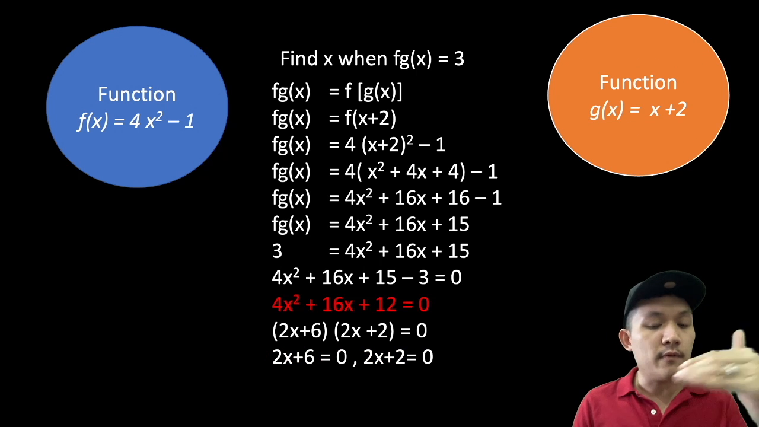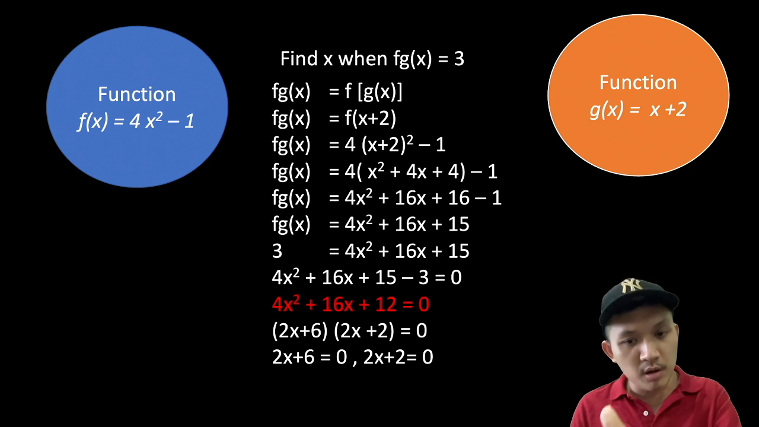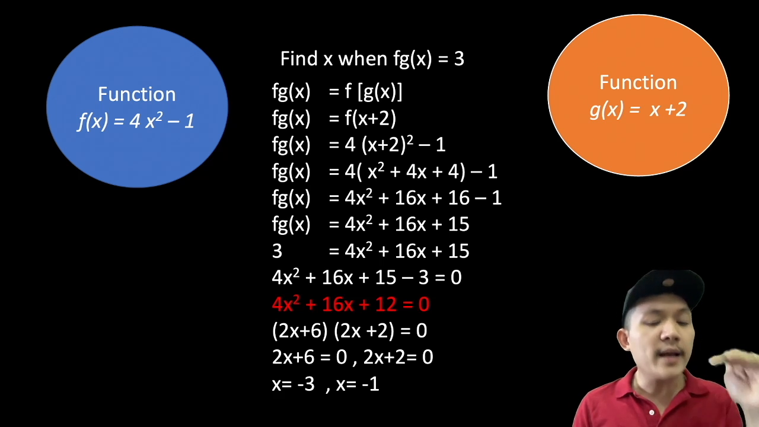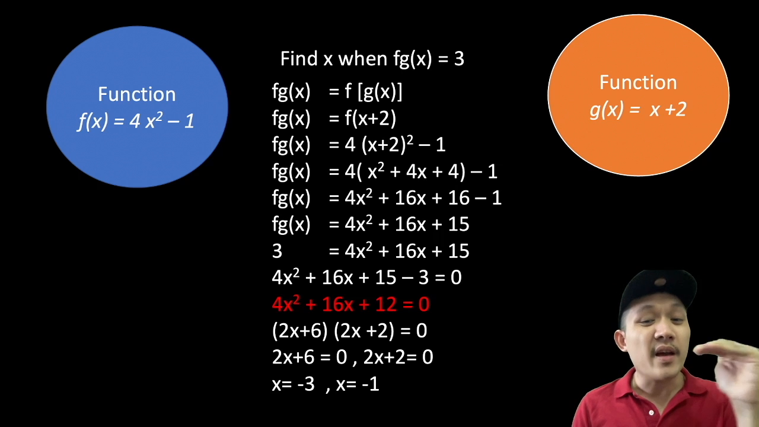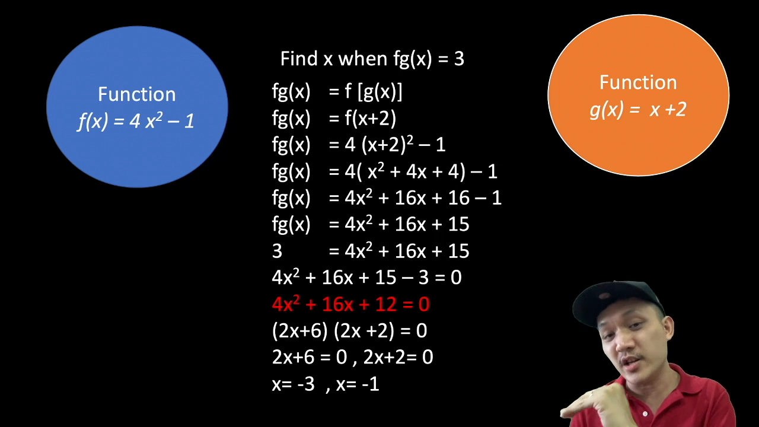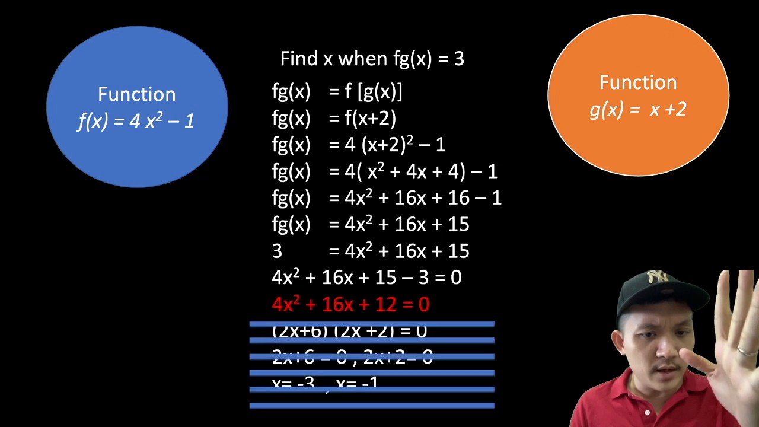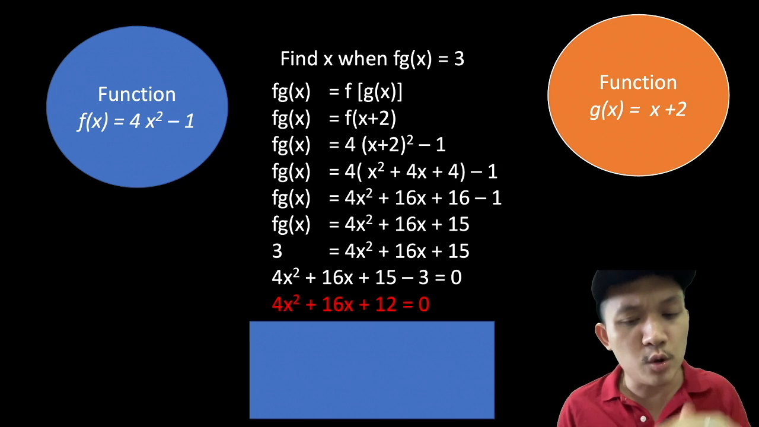And thus we have 2x plus 6 equals to 0, 2x plus 2 equals to 0, and x is equals to minus 3 in the end, and x equals to minus 1 in the end. But this one looks difficult. Now, I have an alternative solution at this point.